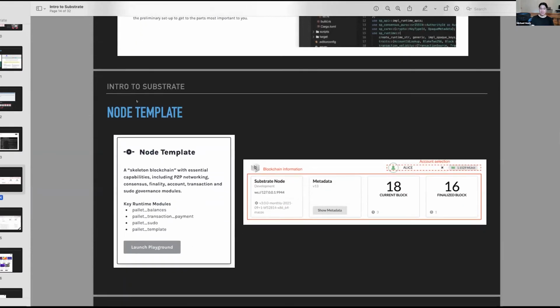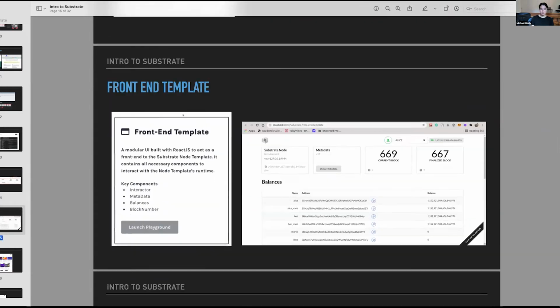There's something called node template. This is a skeleton blockchain. So it's a template, basically a bunch of code, and you are able to play around with these 4 different pallets: the balances pallet, the transaction payment pallet, the sudo pallet, and the template pallet. Here you can see what it looks like. It's showing you what the current block is, how many finalized blocks, and you can see the URL by which it's running. There's also a front end pallet.